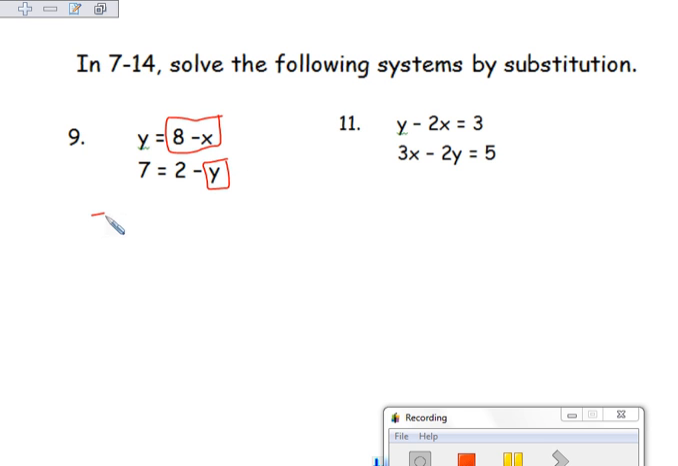And then we would rewrite our equation as 7 equals 2 minus, and then we have to squeeze that big box in with parentheses, 8 minus x. And then this minus is really a negative 1 sitting out here, and you have to distribute it. So you get 7 equals 2 minus 8 plus x.